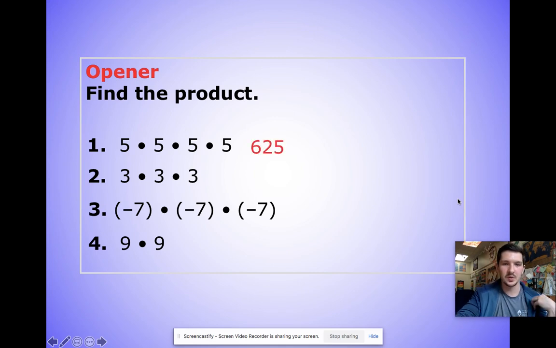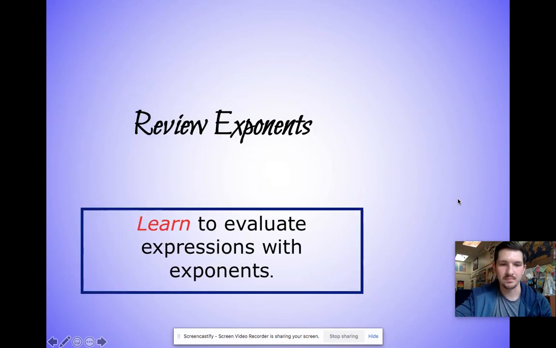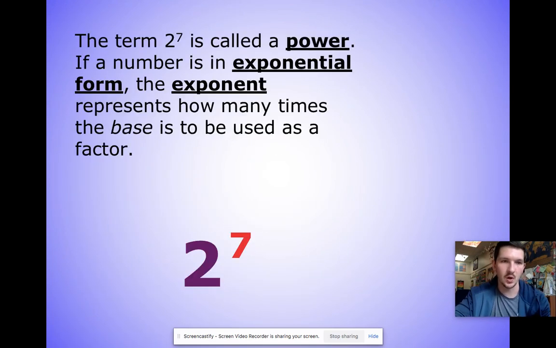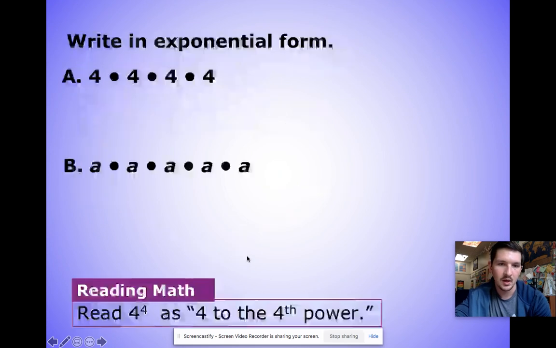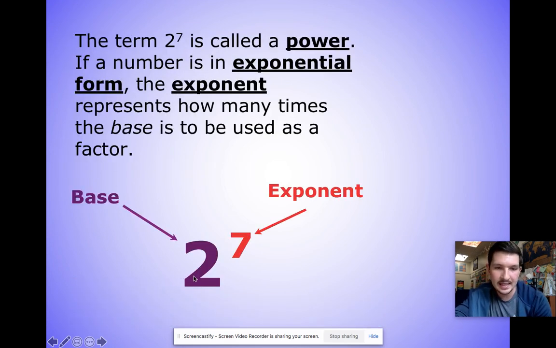So we're gonna go ahead and go through this process of reviewing exponents. The term 2 to the 7th is called a power. If a number is in exponential form, the exponent represents how many times the base. If you remember correctly, our base is that 2, and our exponent is that little number in the top right-hand corner. So this would be 2 to the power of 7, and we can state it like that.